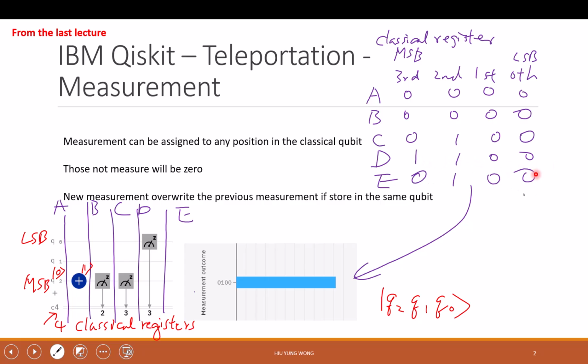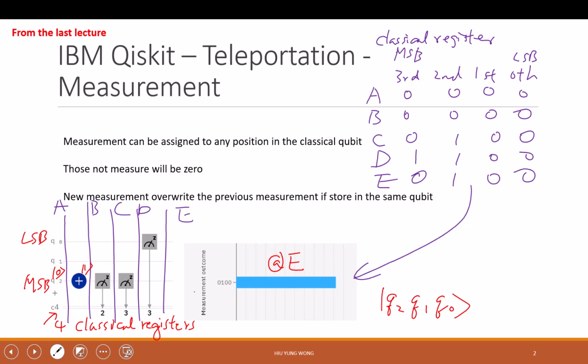Make sense? And then I have another measurement, but this time I measure Q0 and I store it to register 3. What will happen? Q0 will give me what when I do the measurement? 0 or 1? 0, because everything starts from 0. I didn't apply any gate, right? So bit 3 will become 0 again. And now I try to plot it at E. This is the plotting at E, which means I plot the value of the classical register. I get 0, 1, 0, 0. Make sense? Is this clear?